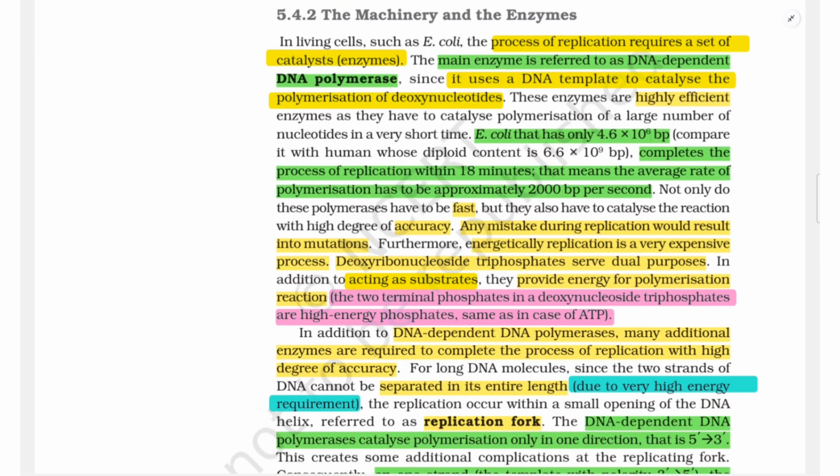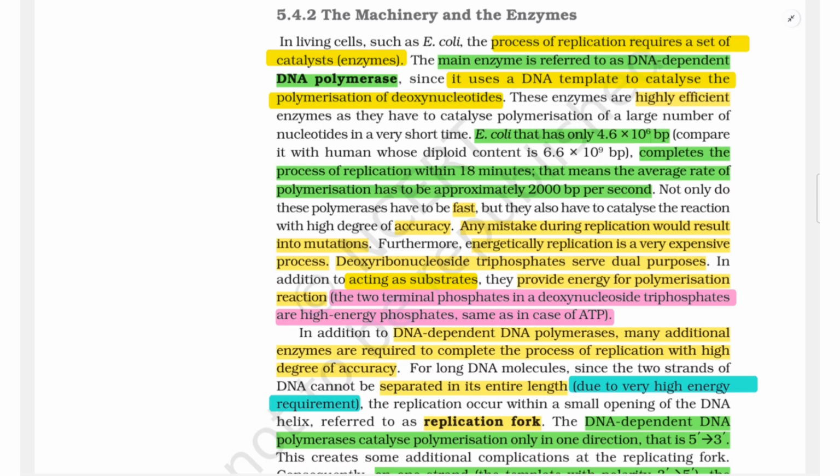5.4.2 The machinery and the enzymes. In living cells such as E. coli, the process of replication requires a set of catalysts that is known as enzymes. The main enzyme is referred to as a DNA-dependent DNA polymerase, since it uses a DNA template to catalyze the polymerization of deoxynucleotides. These enzymes are highly efficient as they have to catalyze polymerization of a large number of nucleotides in a very short time.